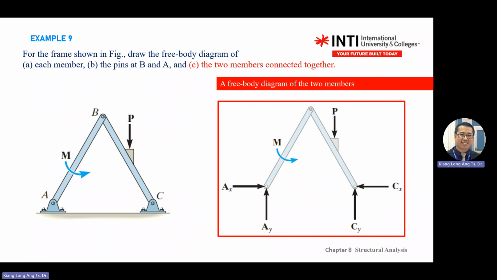Two members connected is what you normally worked with in the previous chapter. You just see it as one body, copy the external moment and forces, and put in the reactions at A and C. Then how you solve it is the same: apply the equilibrium equations, all the forces equal 0, all the moments equal 0. Then you can solve all the unknowns.